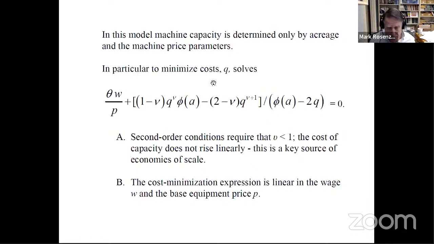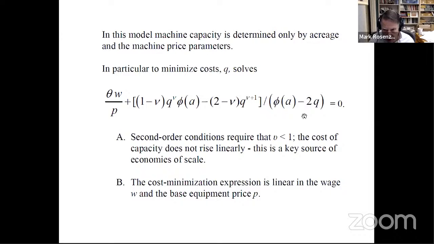Now, in this model, optimal machine capacity doesn't depend on the properties of the agricultural production function. It only depends on the cost of labor to run the machine, the base price and the pricing function, and of course the effective capacity function. So in fact, the optimal Q is determined in this model by this first order necessary condition. You can see it has the pricing schedule in there as well as the fixed parts.